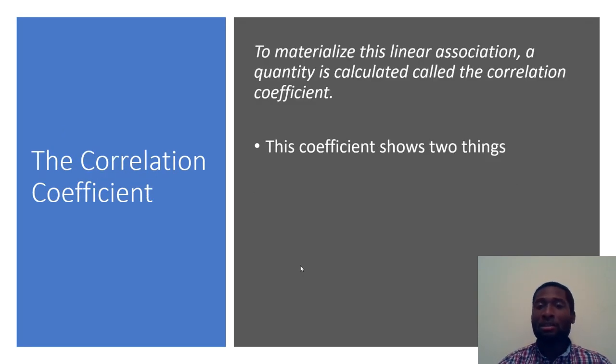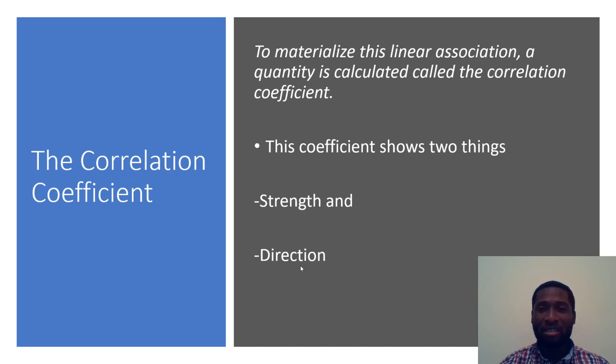So let's talk about the correlation coefficient. In order to materialize this linear association, we calculate a quantity called the correlation coefficient. And this coefficient is going to show us two things. The first thing is the strength of this association between our two continuous variables. The second thing it's going to show us is the direction of this association.